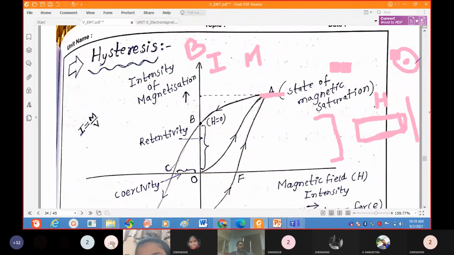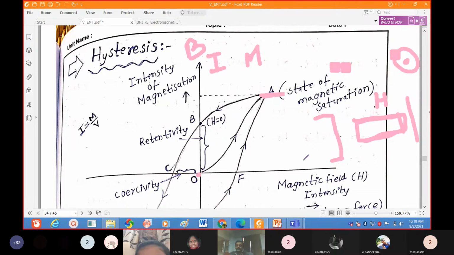Each atom will act as one dipole. So without applying any external field, what happens? Those atoms, those dipoles, orient in random directions. That's why the resultant magnetic field is zero here.